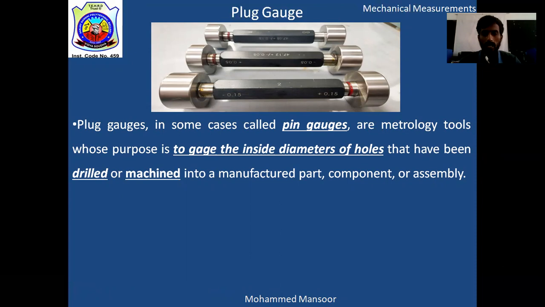These pin gauges are metrology tools. We use them for gauging the inside diameter of a hole. There are different types of mechanical components with holes, and for checking that inside diameter, we make use of this plug gauge. The holes may be drilled holes or machined holes, in a part, a component, or even an assembly.